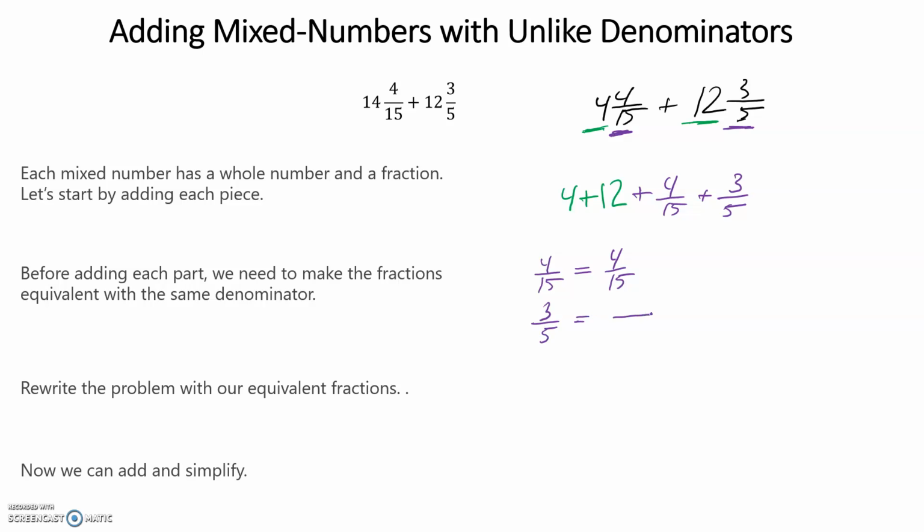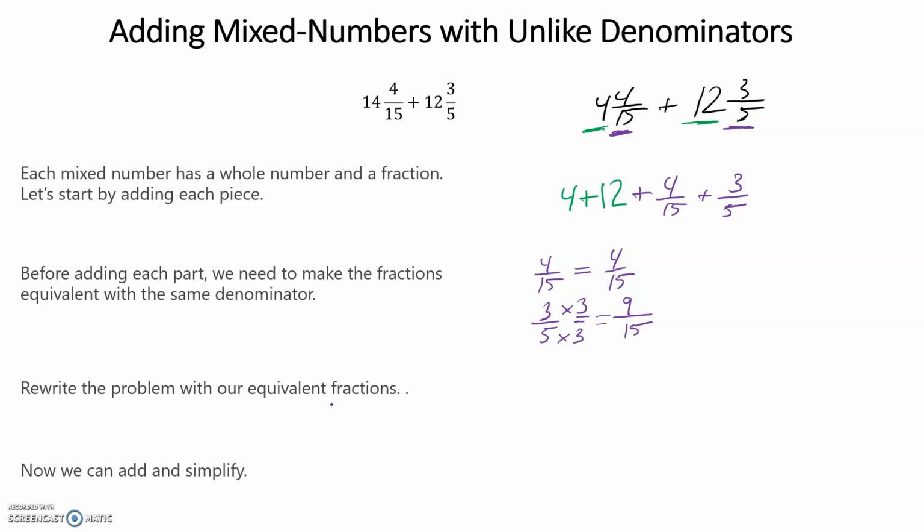Since 15 is a common denominator, I need to get this fraction equivalent with a denominator of 15. So I'm going to put 15 there, and I know that 5 goes into 15 3 times, so I'm going to multiply the numerator by 3 as well, and I get 9/15. Okay, so 4/15, we're good to go. 3/5, I have converted into 9/15.